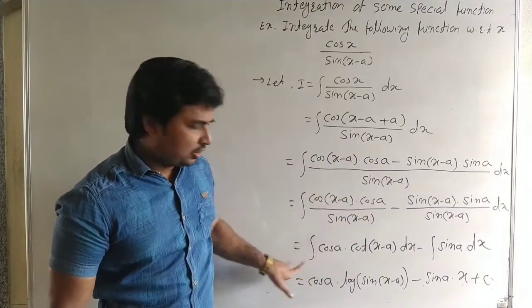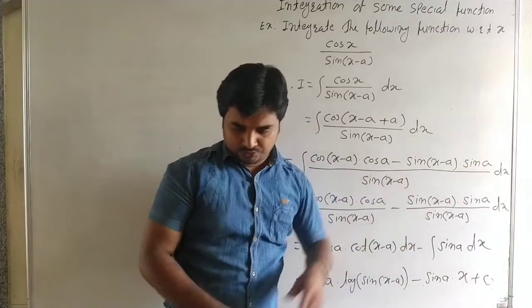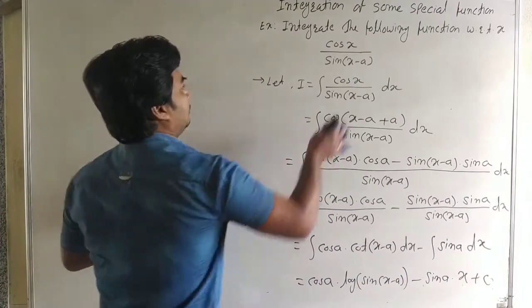Cos a is a constant and the integral of cot. Sin a is a constant, the integral of 1 is x. Okay. Now we see the next example.